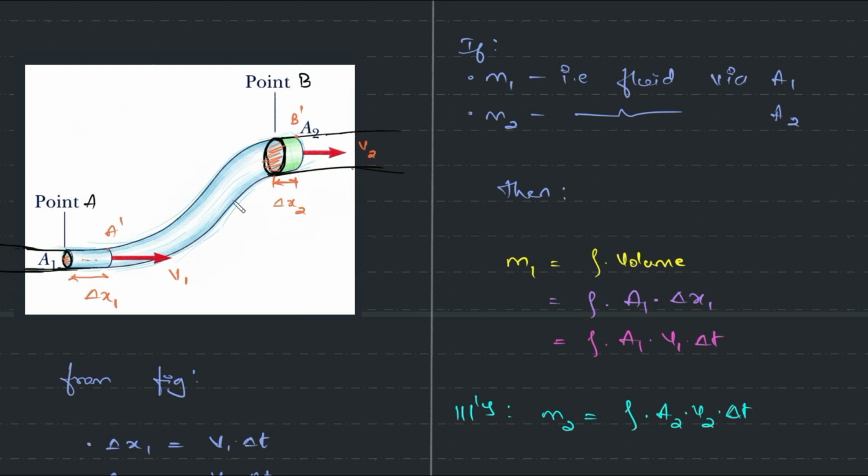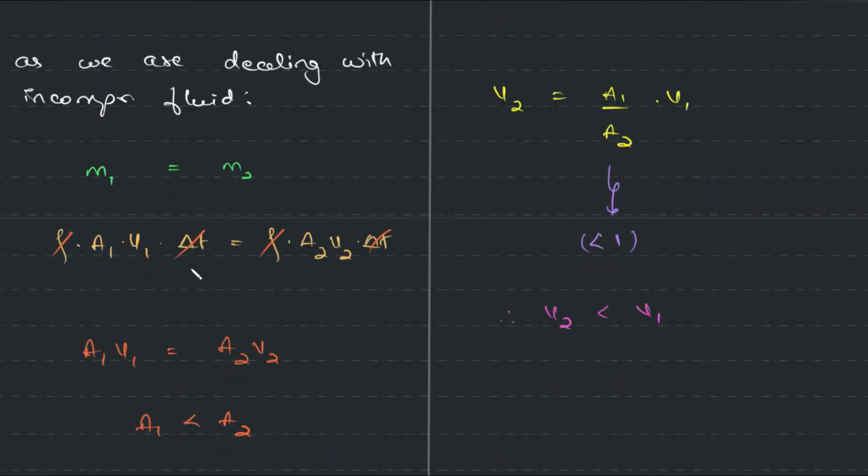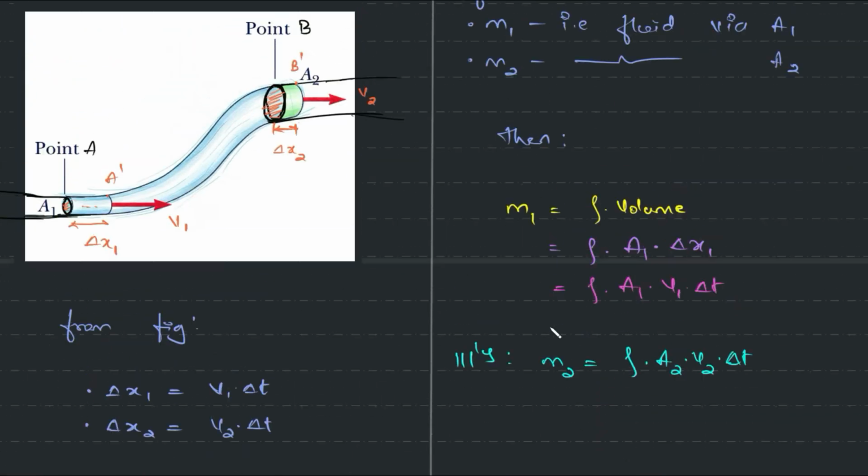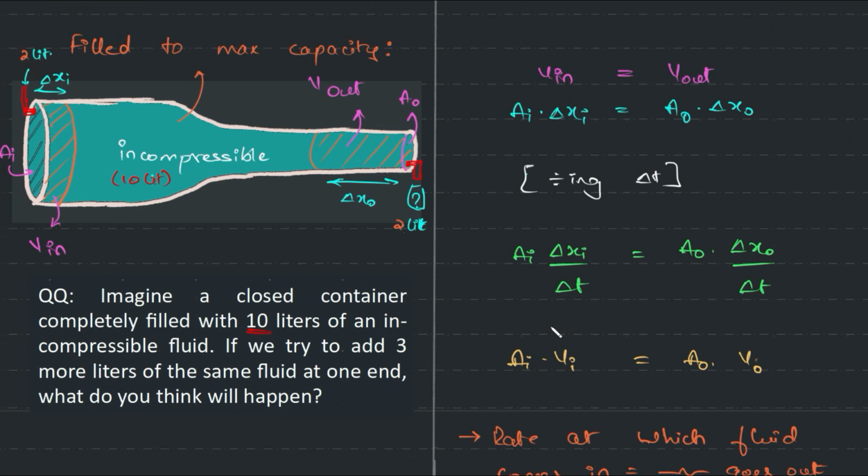Okay, you can see over here. Here we have a smaller tube. Here we have a bigger tube. I mean, it's wider. So here the velocity has to be slower than this. And that's that. Okay, what else do we have? That's it.